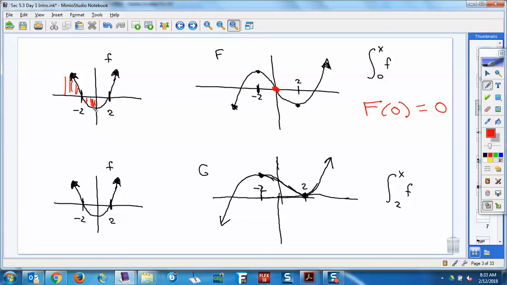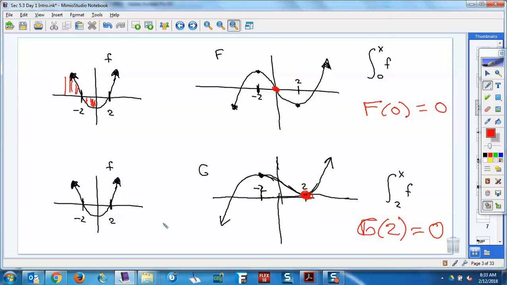Okay, so we change our left endpoint to 2. What's our free initial condition? G of 2 is 0. So that means that's the point we know.